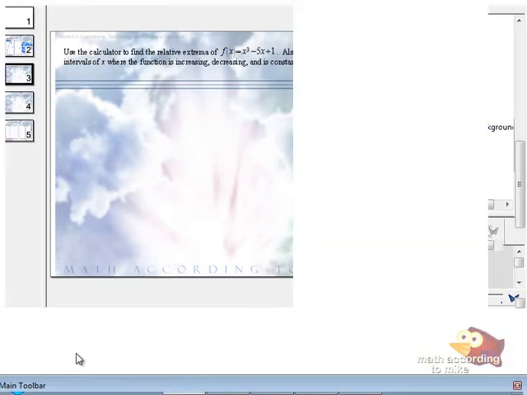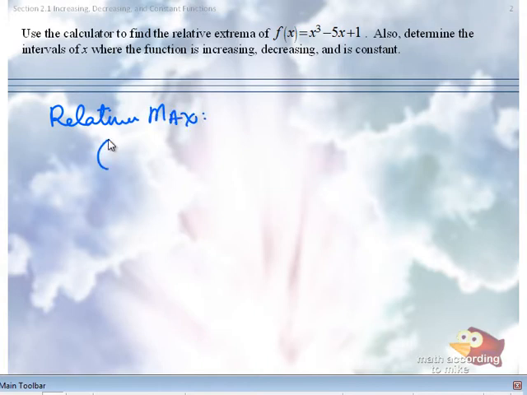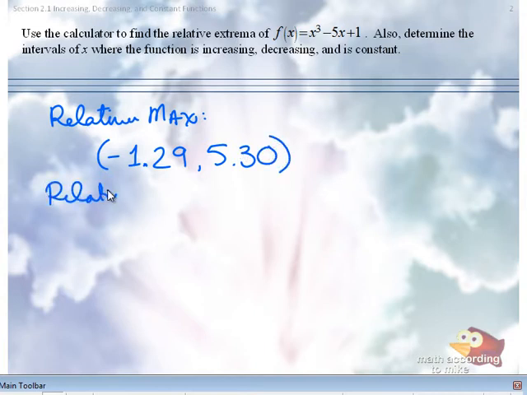So going back to this, okay. Oh, it's nice now. I guess we made up. Relative max was at negative 1.29, comma 5.30, is that what we said? And the relative min, I just did the European decimal point. Sorry about that. Much better.